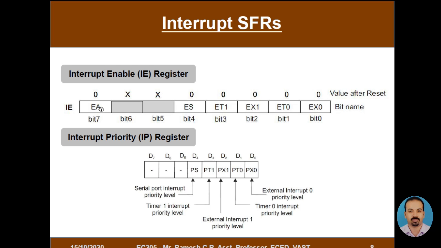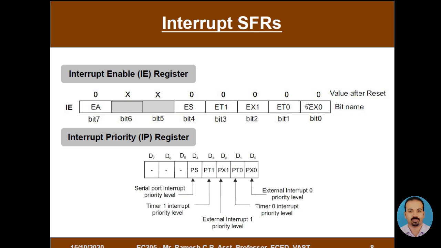Now to enable a specific source of interrupt, I need to make the corresponding bit of this register equal to 1. Okay, so EX0 is for the external interrupt source 0, ET0 for timer 0 interrupt, EX1 for external interrupt 1, ET1 for timer 1, and ES for the interrupt from serial. Okay, now this is the basic priority level. The highest priority goes to the external interrupt 0, then to timer 0, etc.